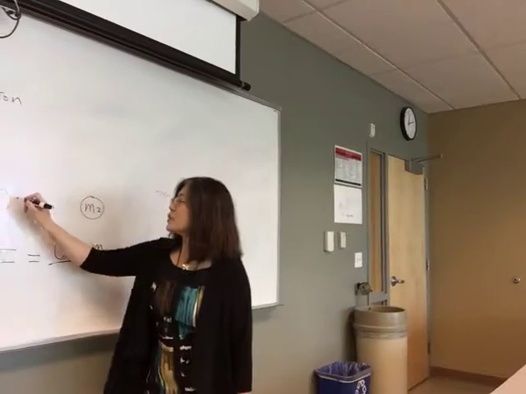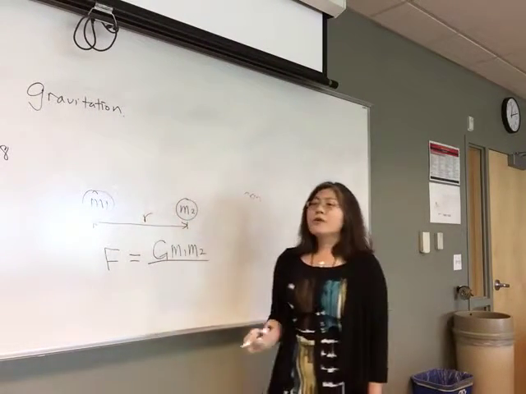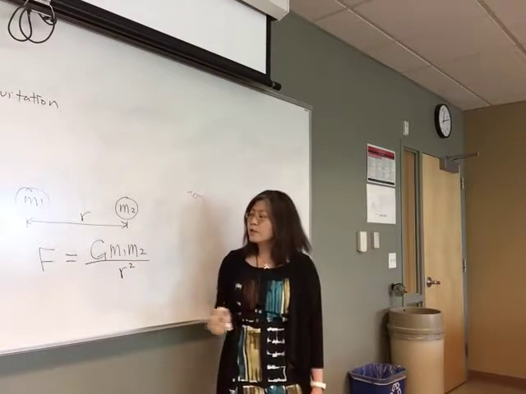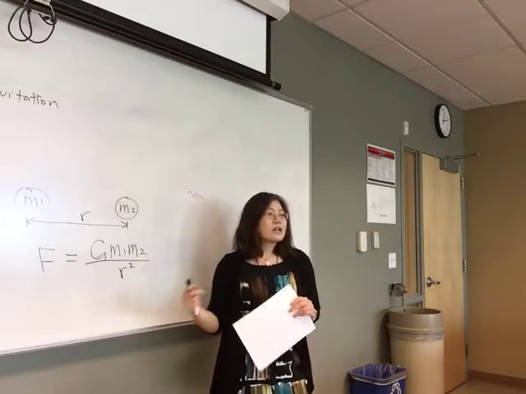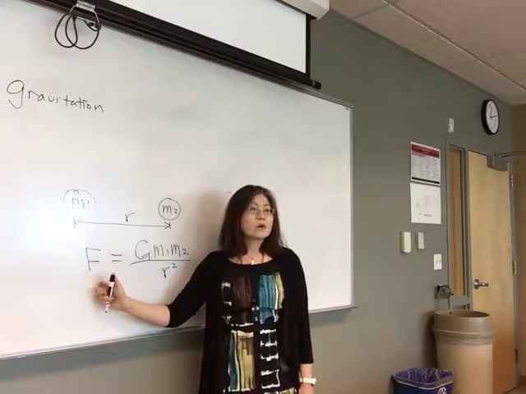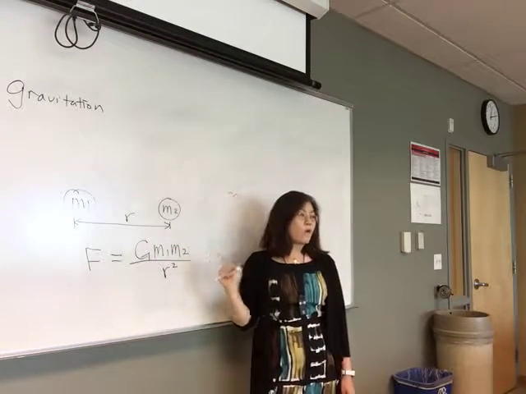So let's say the distance between them from center to center is called R. So that will be R squared. So this is the magnitude of gravitational force, in which case any two particles are going to exert forces on one another. And that force is called the gravitational force. It has a magnitude of G m1 m2 over R squared.